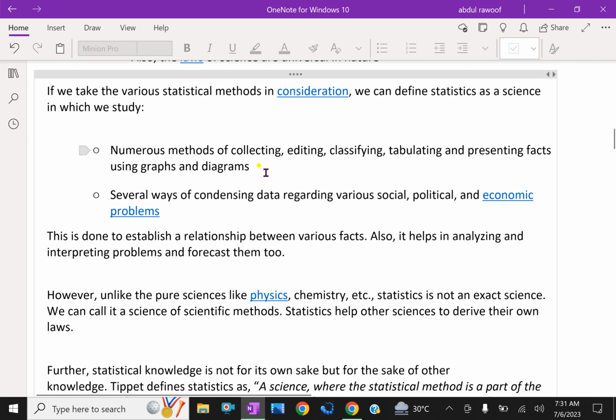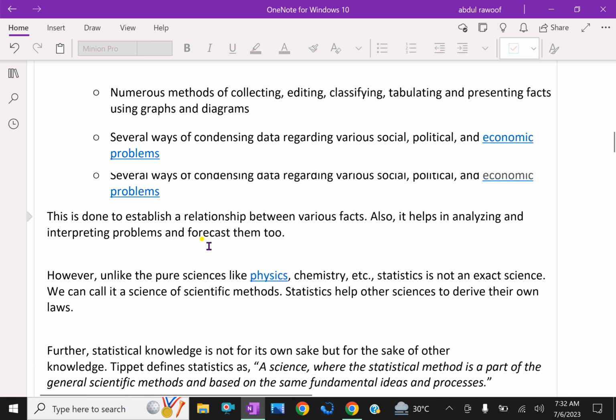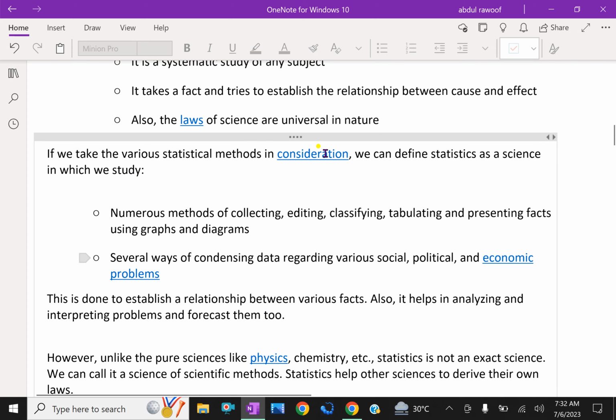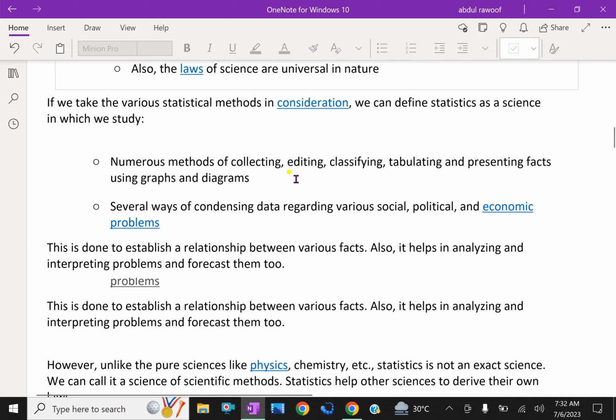This is done to establish a relationship between various facts. Also, it helps in analyzing and interpreting problems and forecasting them too. So these are the explanations of whether statistics is a science or an art. So we can regard this as the science we are discussing.